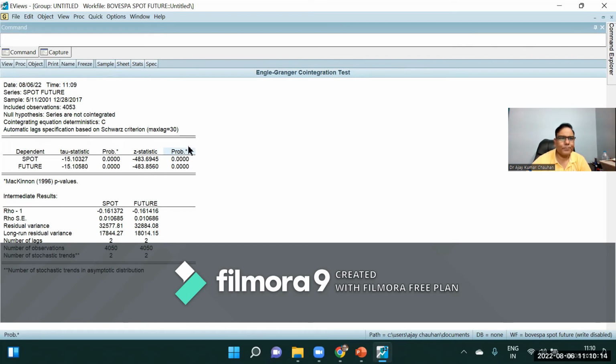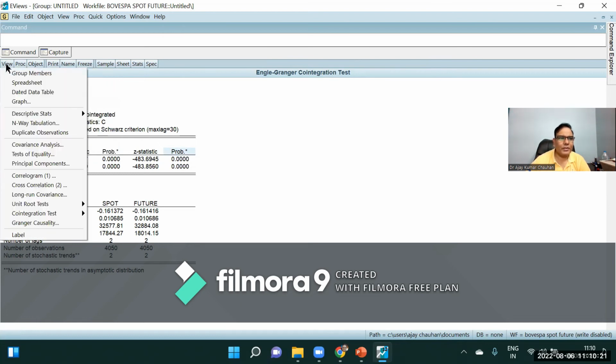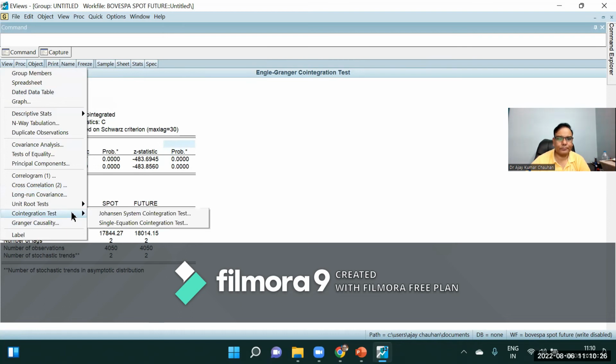We do not have the option of saving the residuals here. So directly we can go to another test, the Johansen cointegration test, because we are not applying the Engle-Granger test anyway. Most of the time we apply the Johansen system cointegration test. So that is more important.